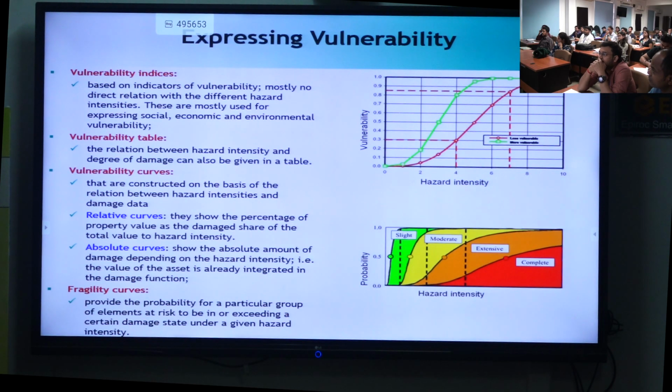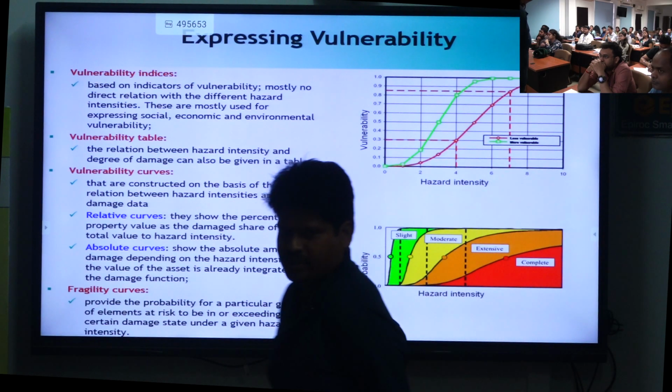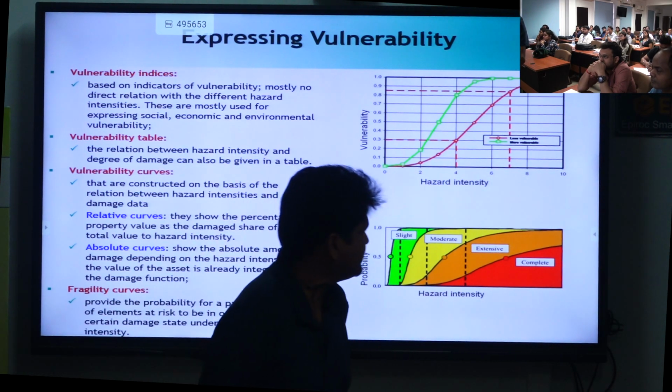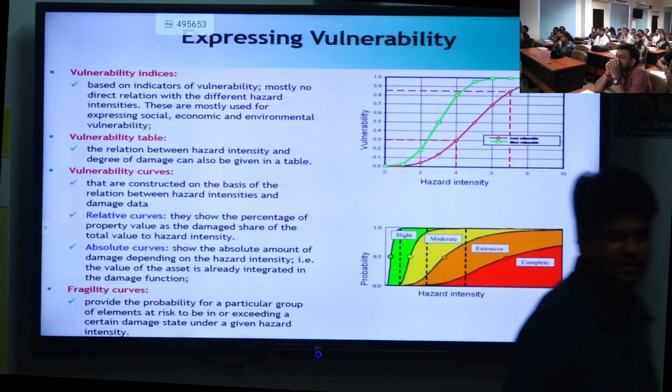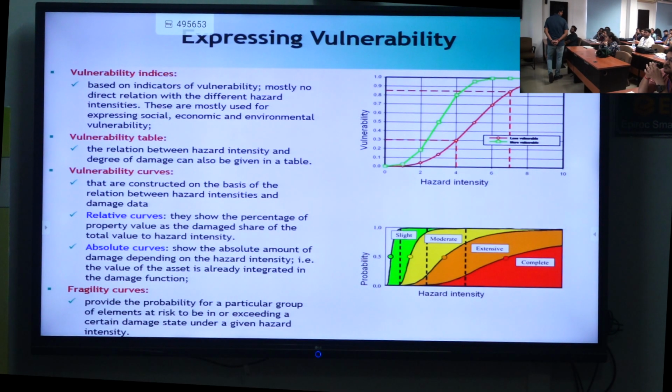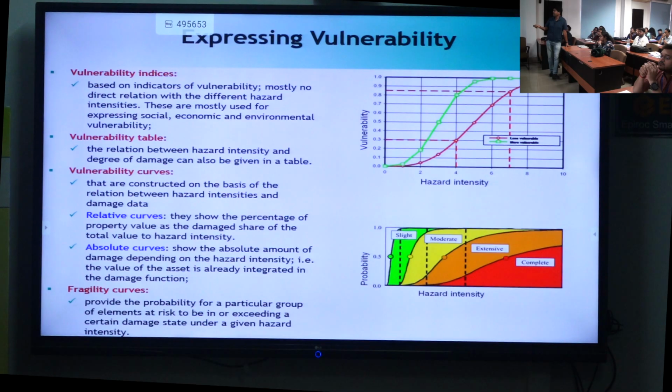How to express vulnerability? There are many ways that you could express vulnerability. Some express it in terms of vulnerability indices. Indian way of pronunciation is indices, Americans say indices. Okay? So, vulnerability indices, that means hazard intensity and vulnerability. That's how. Vulnerability varies between 0 to 1, right? Hazard intensity, depending on what kind of hazard intensity we are talking about, and they put a graph. That is how they express it. Also, sometimes they put it in a tabular format.